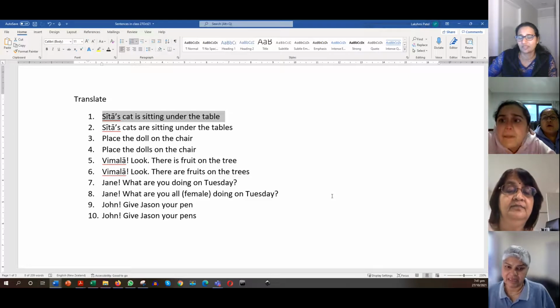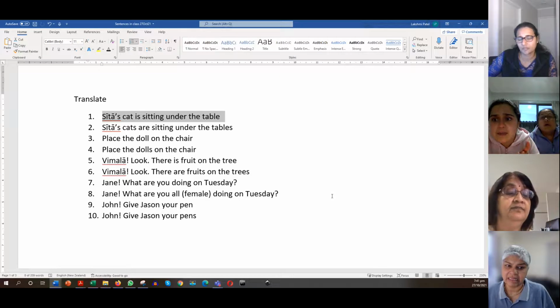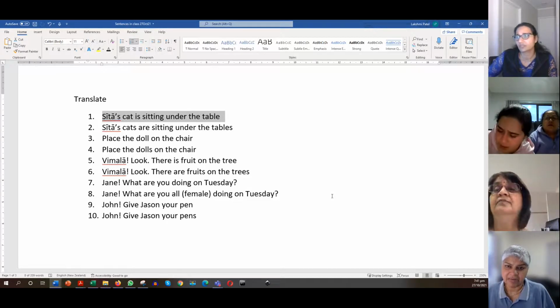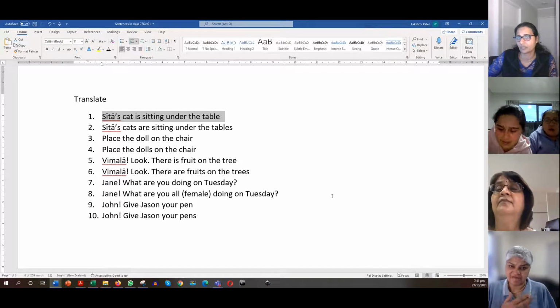Phalam patati. Phalani patanti. Phalam patati. Phalani patanti. Aham pathami. Vayam pathamaha. Saha gacchati. Te gachanti.